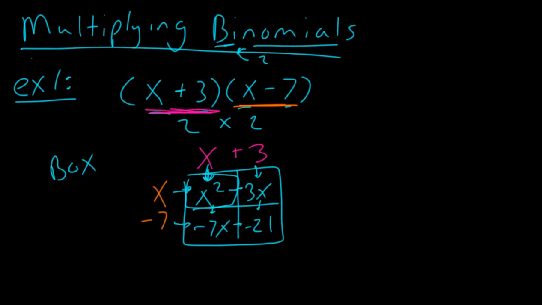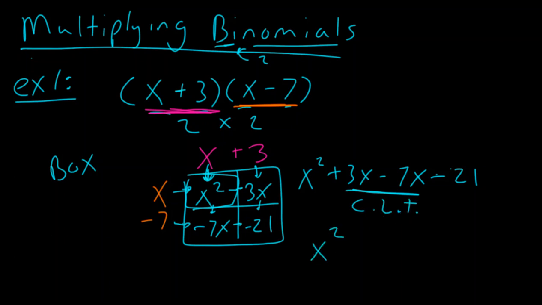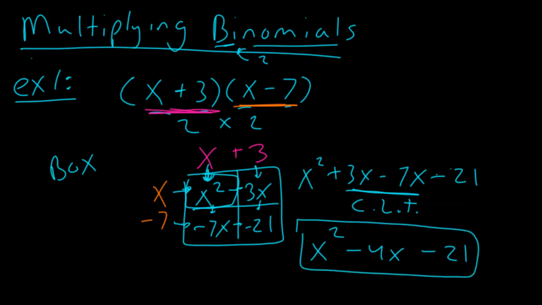Now when I write this out, what does that look like? Well, that looks like this. X squared plus 3x, because it's positive, minus 7x minus 21, because it's negative. Remember, minus and negative are the same thing. Now from here, all we have to do is combine our like terms. It's kind of the last little step. We get this x squared. 3x minus 7x will of course give us negative 4x minus 21. Alright, and guys, this is how you multiply binomials. Let's go on to a more difficult example.